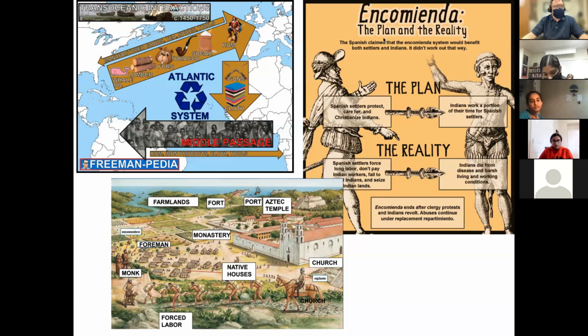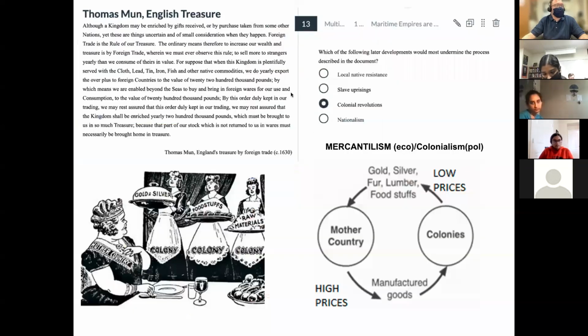So Atlantic system, encomienda. So the first question to touch on that also touches on this that you need to remember, mercantilism. Mercantilism is the economic system that's the companion of colonialism, the political system. In 1450 to 1750, this is the dominant economic system. What is it? It's all about the mother country restricting the colonies, making them dependent on them. There is no foreign trade because you want to keep wealth within that colonial loop.